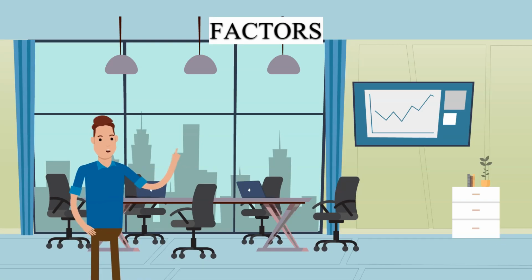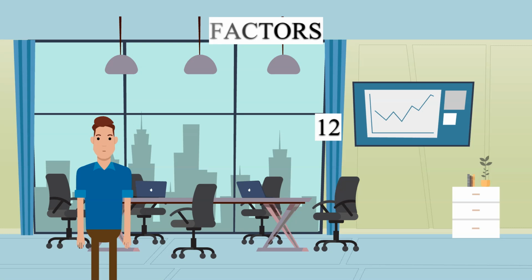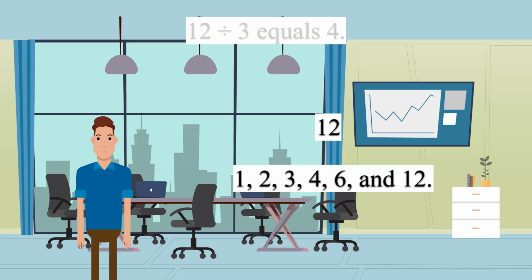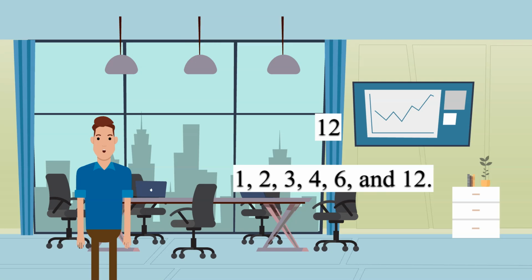A factor is a number that divides exactly into another number. Let's take the number 12. The factors of 12 are 1, 2, 3, 4, 6, and 12. This is because each of these numbers divides into 12 without leaving a remainder. For example, 12 divided by 3 equals 4. So 3 is a factor of 12. Remember, factors are always equal to or smaller than the number itself.